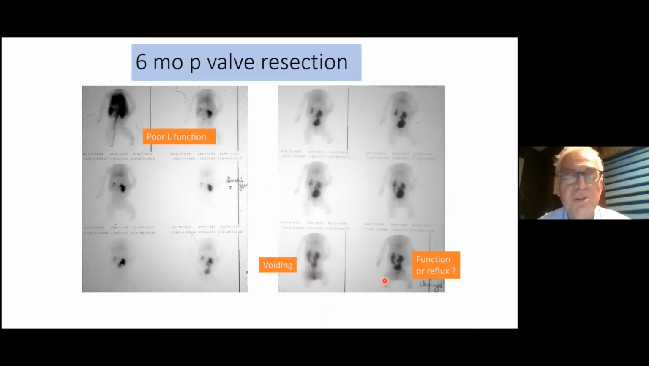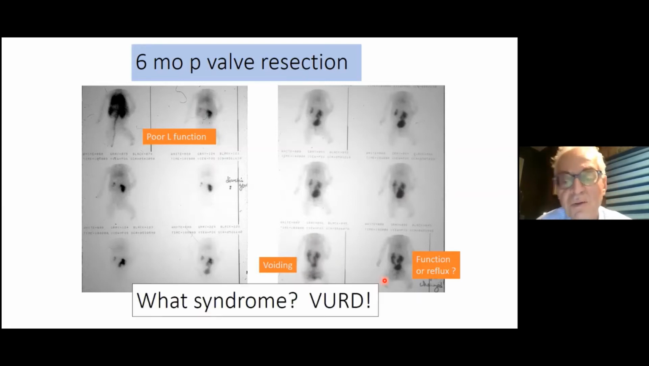So what syndrome is this now? Anyone? Want to type in the syndrome? Right, this is VURD. This is valves, unilateral reflux, and dysplasia.